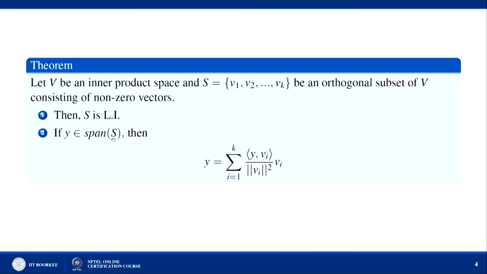The second part of the theorem is, if y belongs to span of S, span means some linear combination of these vectors of S, then y can be expressed as this sum. Also, it is easy to show, you see. Now, this y belongs to span of S. S is what? S is V1, V2 up to Vk.